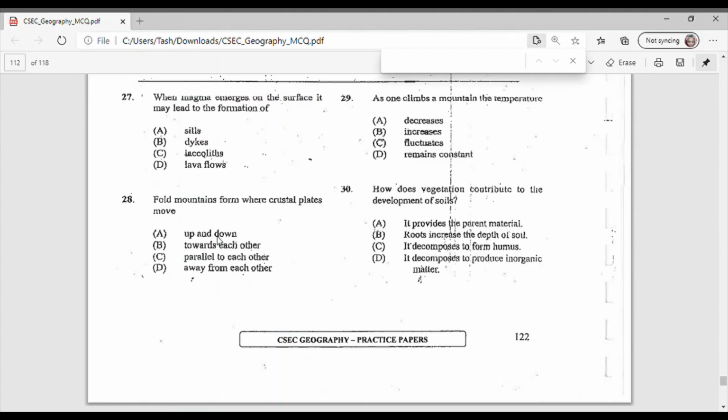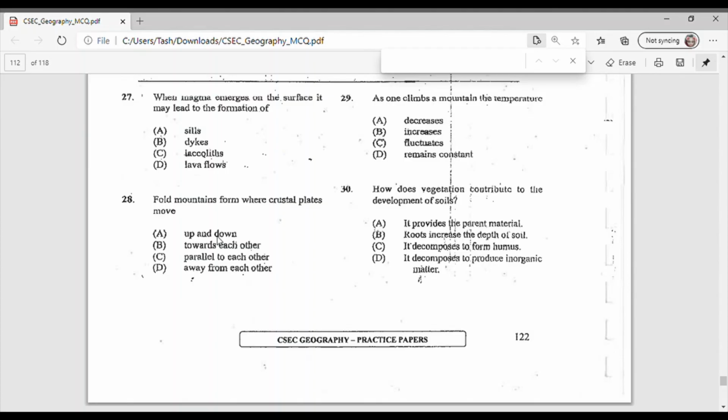30. How does vegetation contribute to the development of soils? We saw this question elsewhere already. I don't remember exactly which past paper it is, but we have seen this question repeating. A, it provides the parent material. B, roots increase the depth of the soil. C, it decomposes to form humus. D, it decomposes to produce inorganic matter. So our answer for this one would have been letter C.